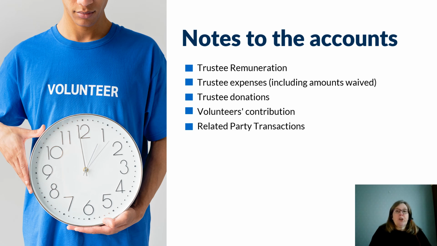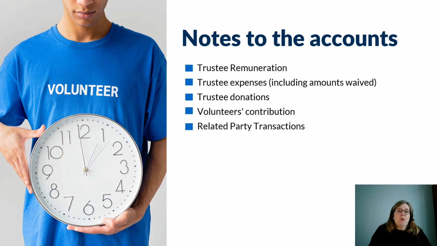Let's move on and have a look at some of the key things the SORP has to say about the notes to the accounts. And here, the SORP requires a number of specific charity-related disclosures, which I've listed here on the slide. Most of them are self-explanatory, but I'll highlight a few things. Firstly, you have to disclose any expenses of trustees, even if they don't claim them. So not only do you need to calculate how much you've paid to trustees, but you also need to ask them how much they could have claimed and haven't.